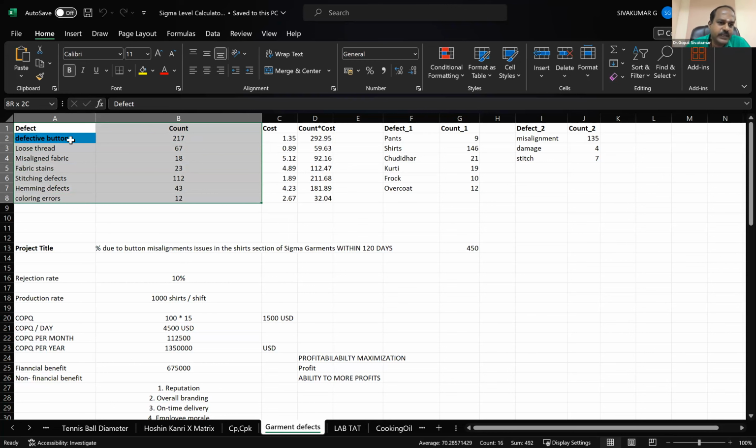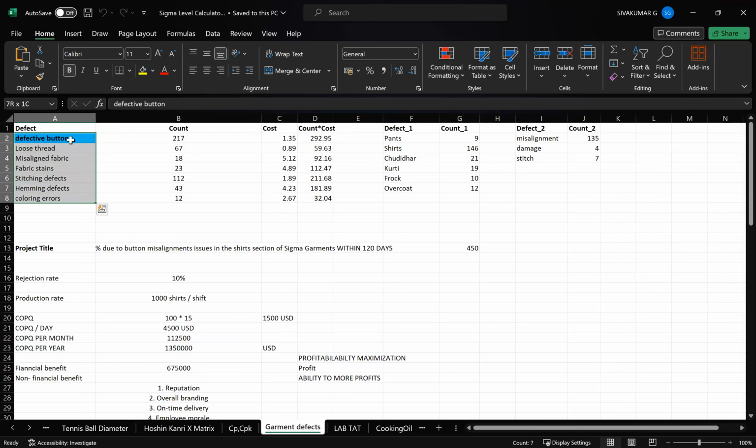Now, one of you, can you read these types of defects here? Defective buttons, loose thread, misaligned fabric, fabric stains, stitching defects, hemming defects, coloring errors. Okay, thank you, Sinai Vijayan. So that means 1, 2, 3, 4, 5, 6, there are 7 different categories of defects happening.